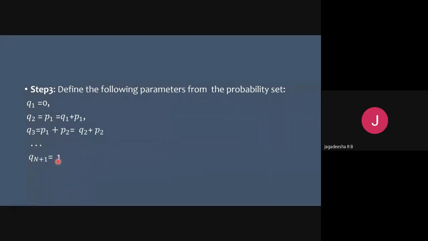Okay, so this is very easy, right? Because you just need to compute these Q1 to Qn plus 1, or whatever the last number is. You just need to know the probabilities. We already know the probabilities. Accordingly, we can compute. So the third step is also simple, right? Then we will move on to the fourth step.